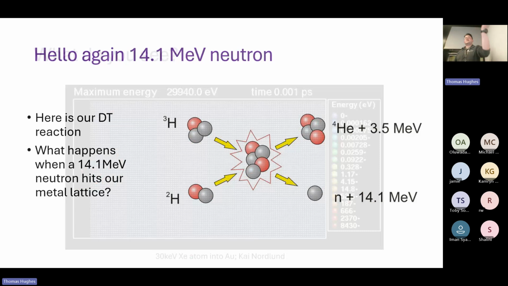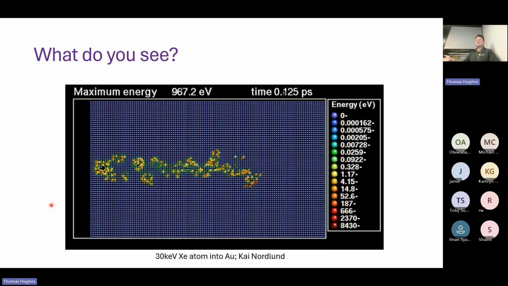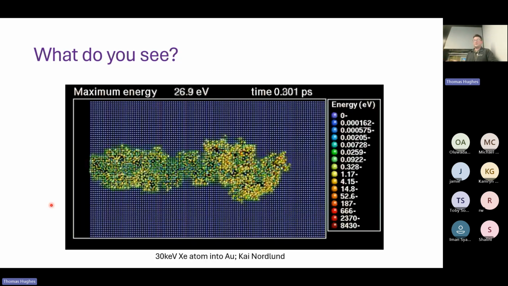So here's that simulation from the start of the lecture. I'd like you to watch it again now that you've actually looked at some materials. We've got basically a plane of gold atoms. This red one is a 30 keV xenon atom. I'd like you to watch this now, and then after it's finished, tell me what you've seen. Basically, the closer the color is to red is how much energy it's got.